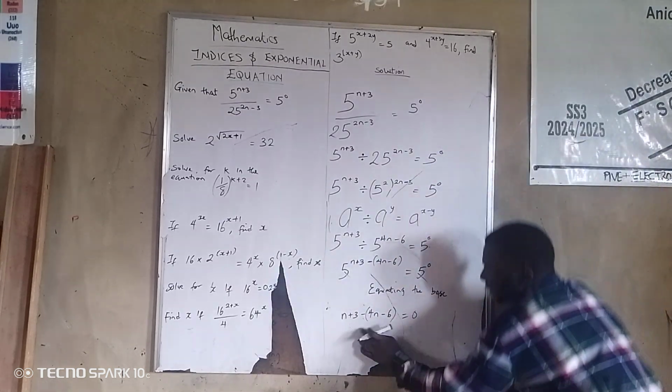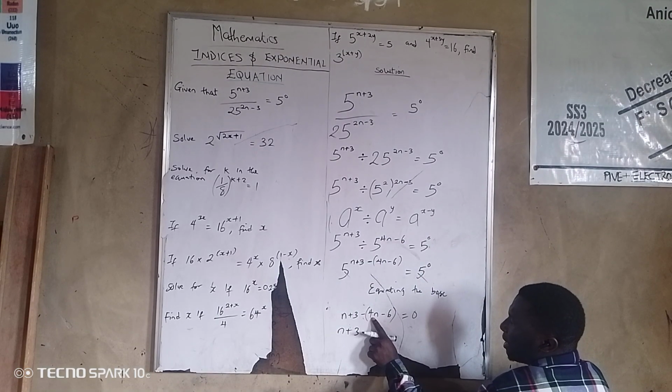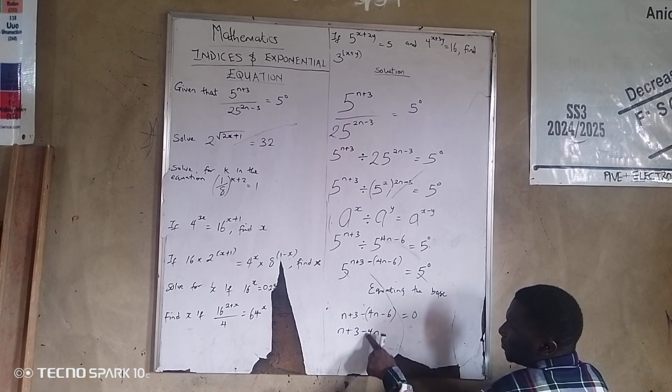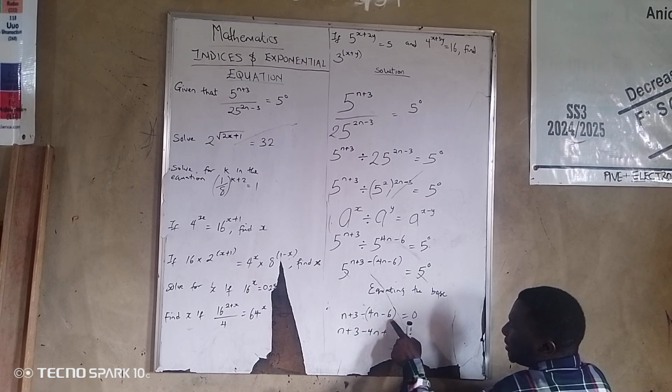Now let's open the bracket down here. N plus 3 minus times 4n will give you minus 4n. Because minus times plus is invisible plus here. Minus times plus will give you minus, so minus 4n. Minus times minus will give you a positive answer. So then 1 times 6 is 6 equals to 0.